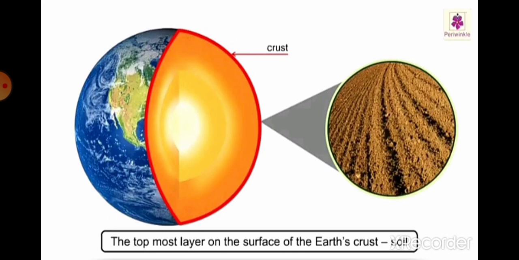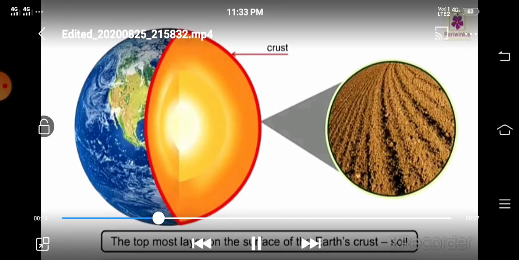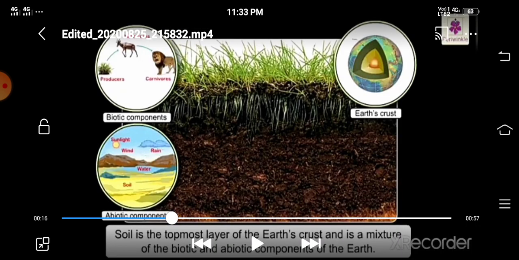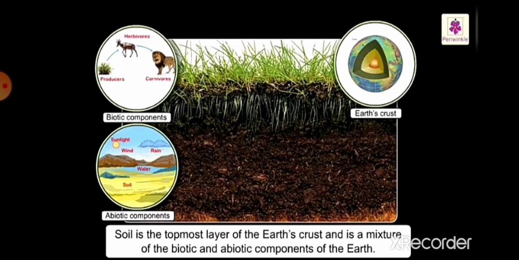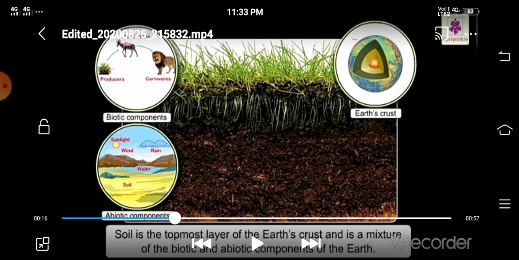The topmost layer or the surface of the earth's crust is known as soil. Soil is the topmost layer of the earth's crust and is a mixture of the biotic and abiotic components of the earth. So, you can see the biotic and the abiotic components which mix and become the earth crust.